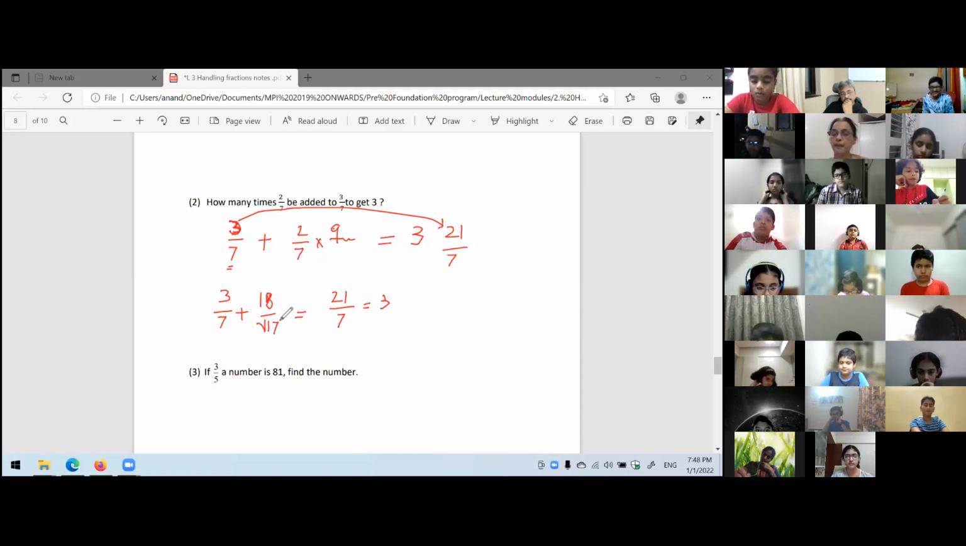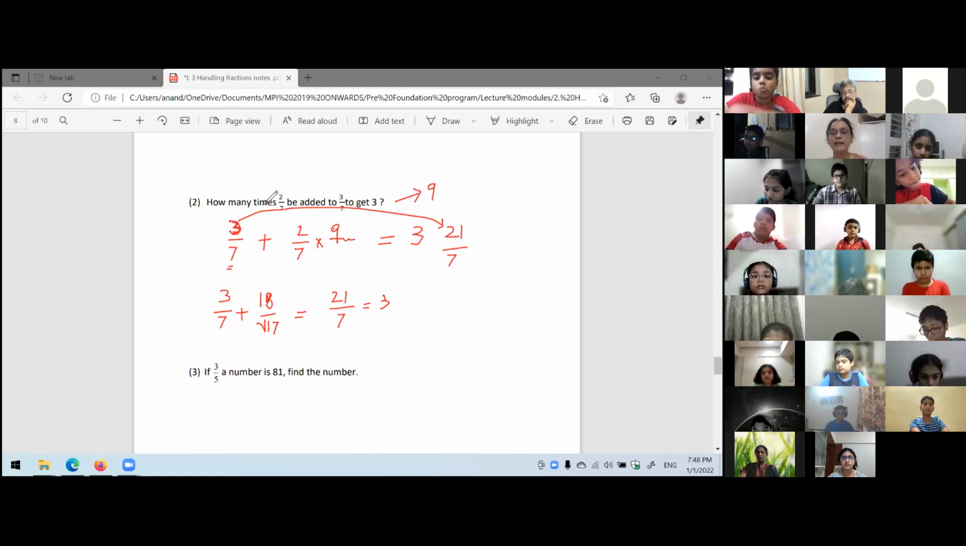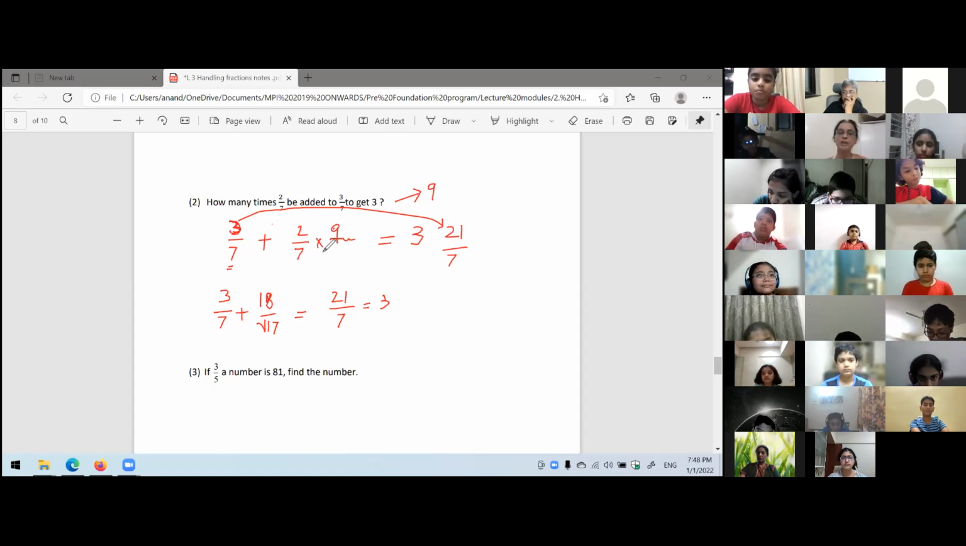18 upon 7 will be 9 times 2 upon 7. So my answer over here will be 9. If you read the question carefully, I need to add 9 times 2 upon 7 to 3 upon 7 to get answer 3. Think carefully on this question and you will be able to do it.